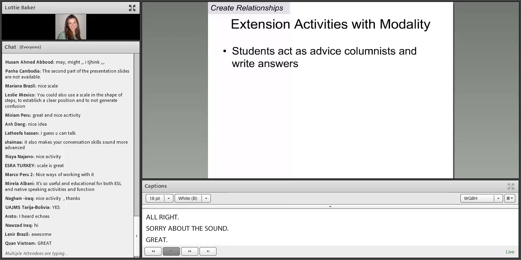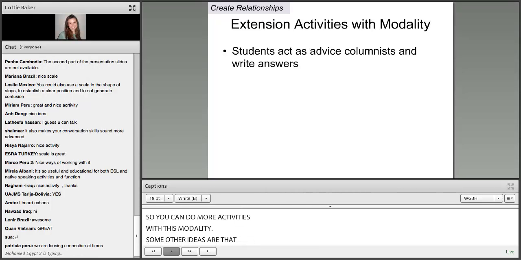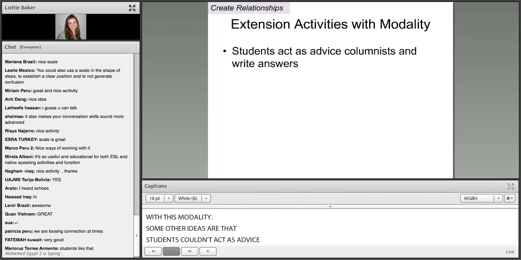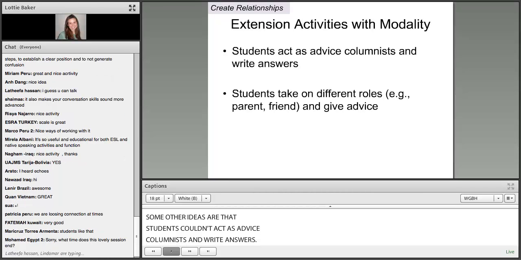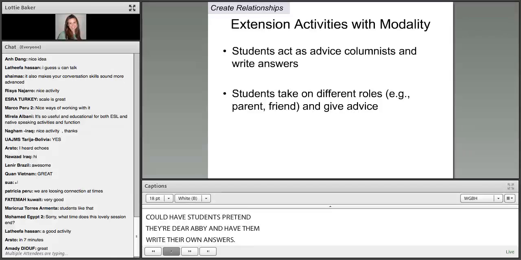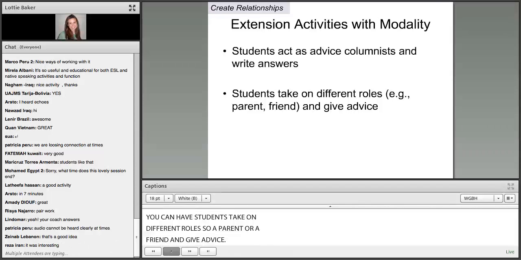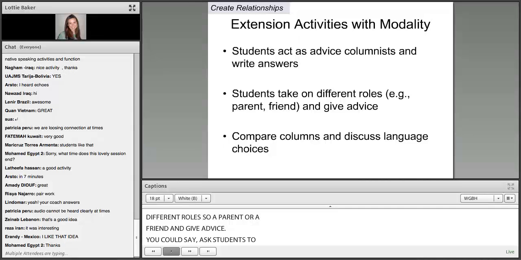So you can do more activities with this modality. Some other ideas are that students could act as advice columnists and write answers. For the advice column example I showed you a few minutes ago, you could have students pretend they are Dear Abby and write their own answers. You could also have students take on different roles, for instance, a parent or a friend, and give advice. And so you could ask students, how would you respond to this person if you were their parent or if you were their friend?